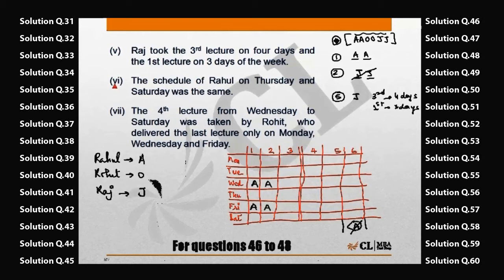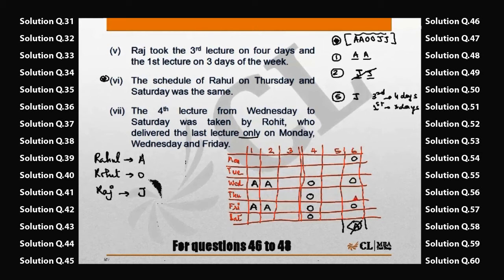Let's look at the sixth condition. The schedule of Rahul on Thursday and Saturday was the same. Another important one. Then it says the fourth lecture from Wednesday to Saturday was taken by Rohit, who delivered the last lecture only on Monday, Wednesday and Friday.